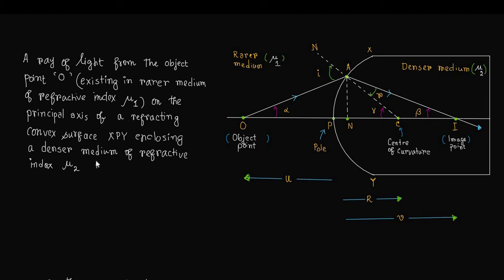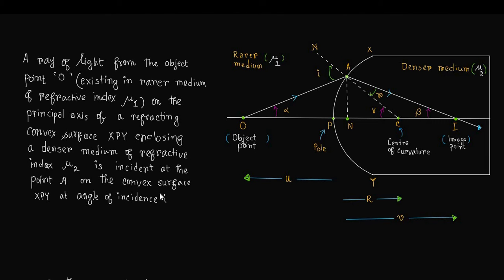Refractive index mu2 is incident at the point of incidence A on the refracting convex surface XPY, which encloses the denser medium, at the angle of incidence I, and refracted through the convex surface XPY along AI into the denser medium of refractive index mu2 at the angle of refraction R.